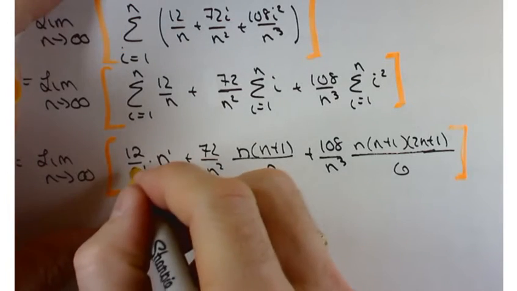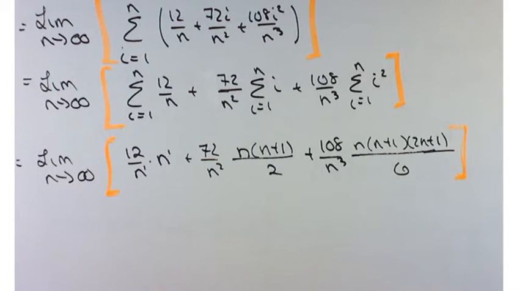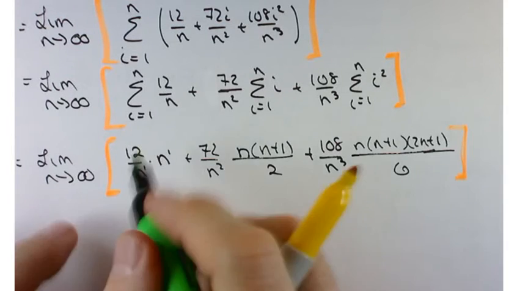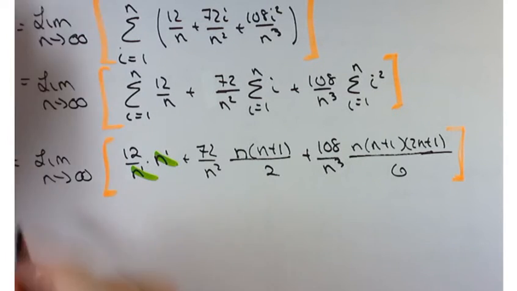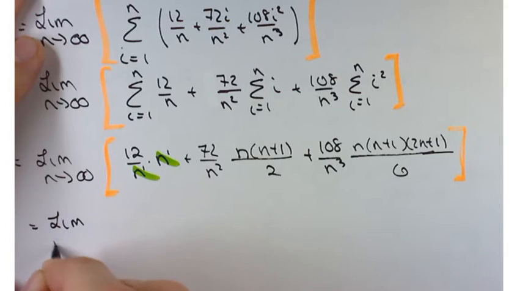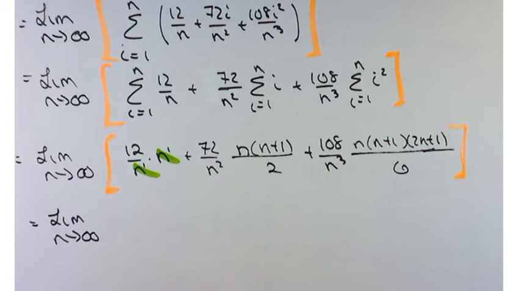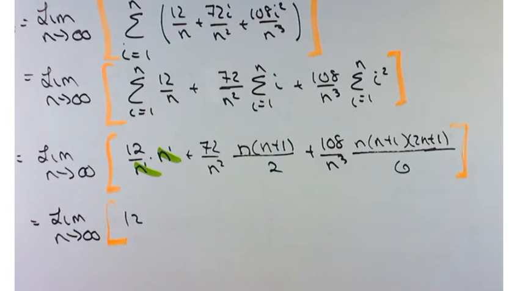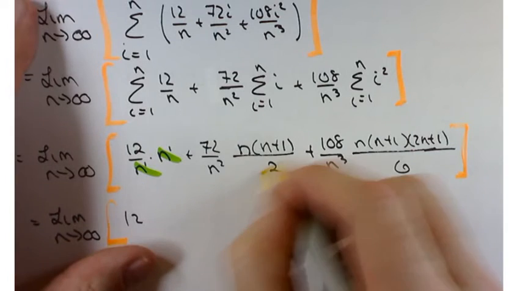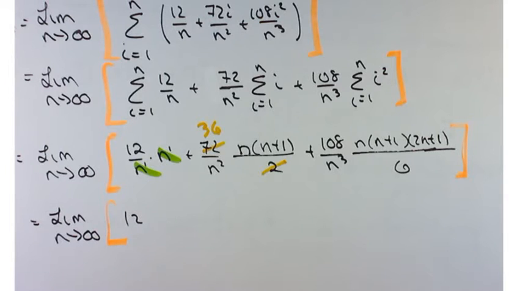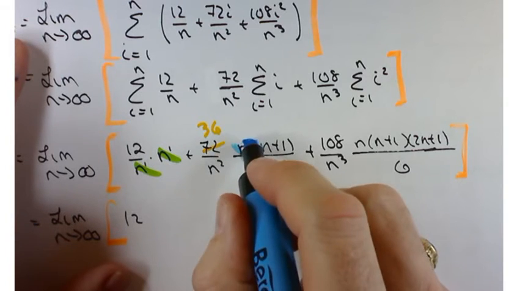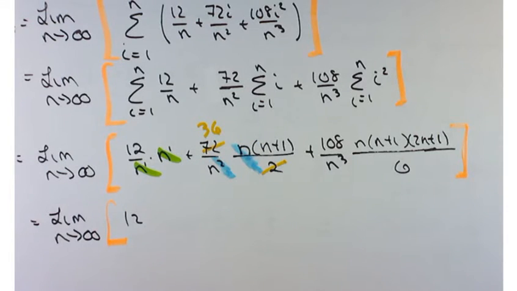What can we do here? Well, we get some nice cancellation with these. The n's disappear completely. So I get the limit as n approaches infinity of 12. And I'm going to get some cancellation here. 2 goes into 2 once and into 72 36 times. I'll also get rid of one of the n's. That one there cancels with the squared, leaving me just an n.